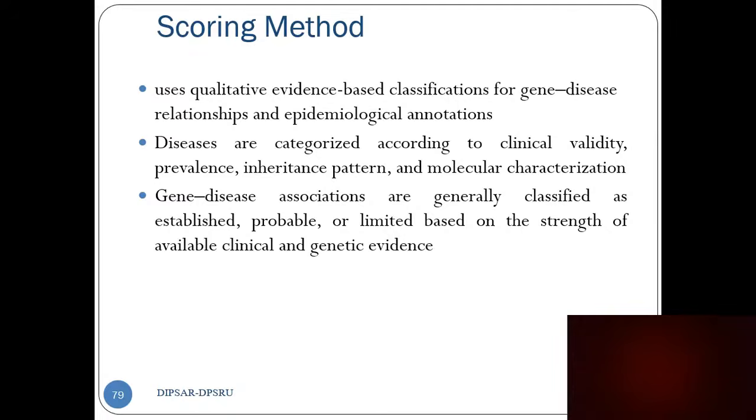And according to my research question, I want to include only the targets which have a strong association with that particular disease, right? So you can see that diseases are categorized according to clinical validity, prevalence, inheritance pattern, and molecular characterizations.